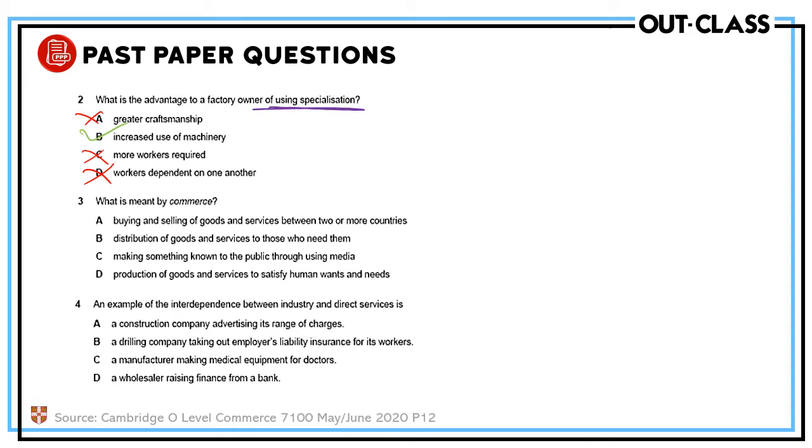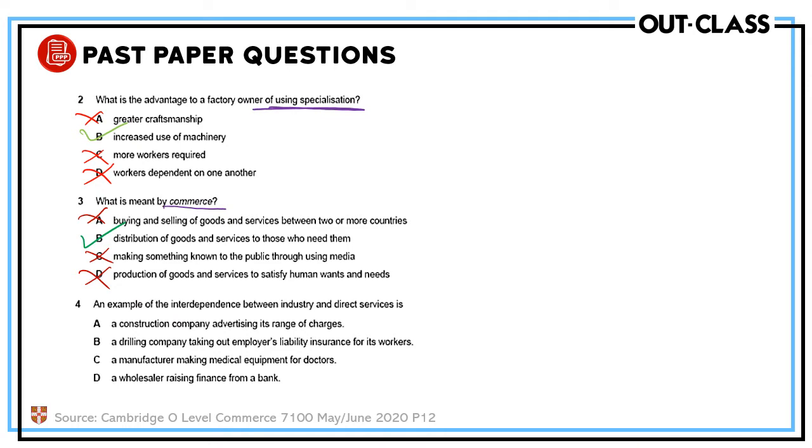What is meant by commerce? Buying and selling of goods and services between two or more countries? No, that is not what commerce is. Distribution of goods and services to those who need them? This can be the right answer. Let's read the rest. Making something known to the public through media? That is just one part of the aids to trade, not generally in commerce. Then D, production of goods and services to satisfy human wants and needs? Certainly not. So we have the right answer, which is B.